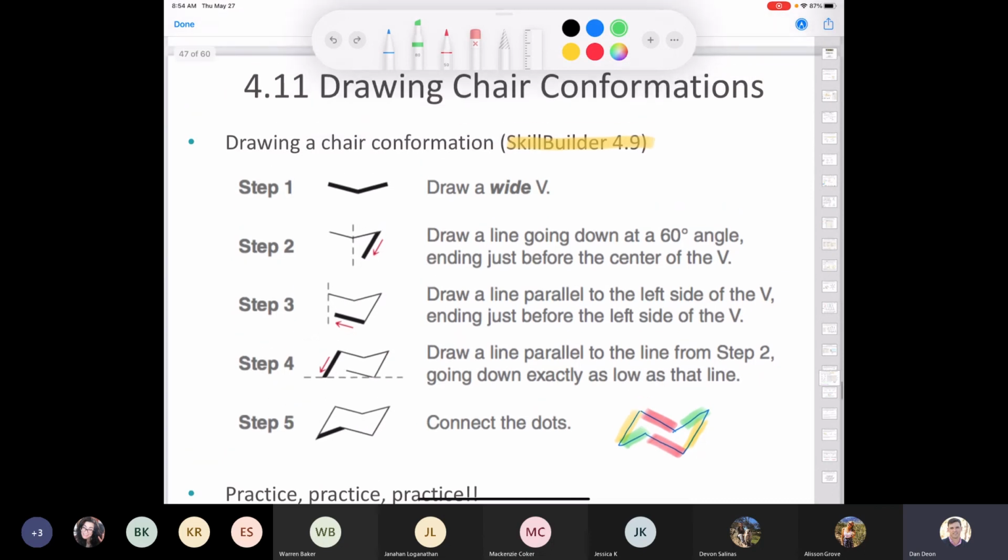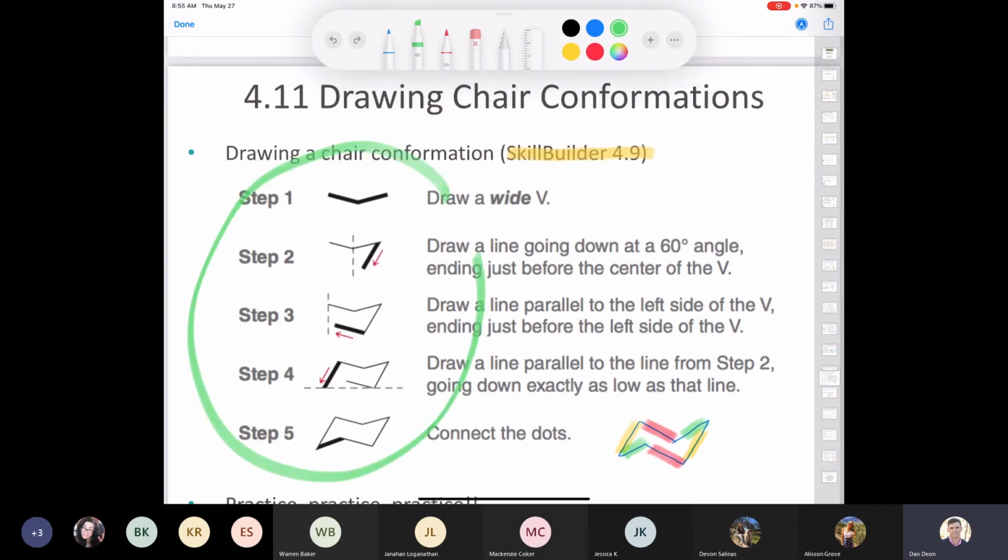So I'm going to leave it with you like this. You can practice using this method. Now, I'm going to leave it up to you. If you want to go on the internet and suss out other ways of drawing chair conformations, by all means do that. If you have no place to go, you could just start with this.